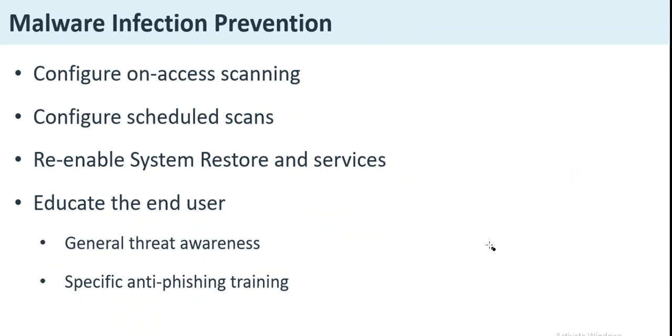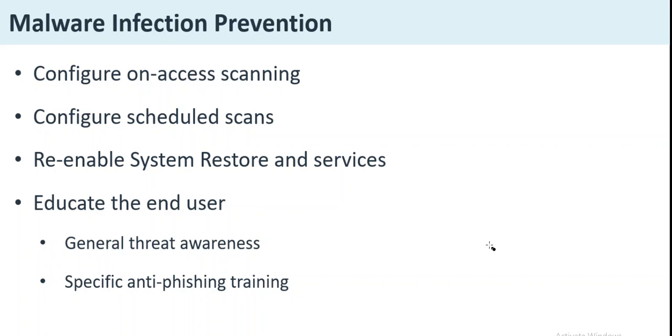So what are some of the things that we can do to prevent malware infection? Well, we can configure on-access scanning. Every time that you access a file, the file is scanned. That can be configured with your antivirus software. You can configure a scheduled scan, so that, for example, you scan your computer every week, Sunday night when you go to bed. You can do that as well.